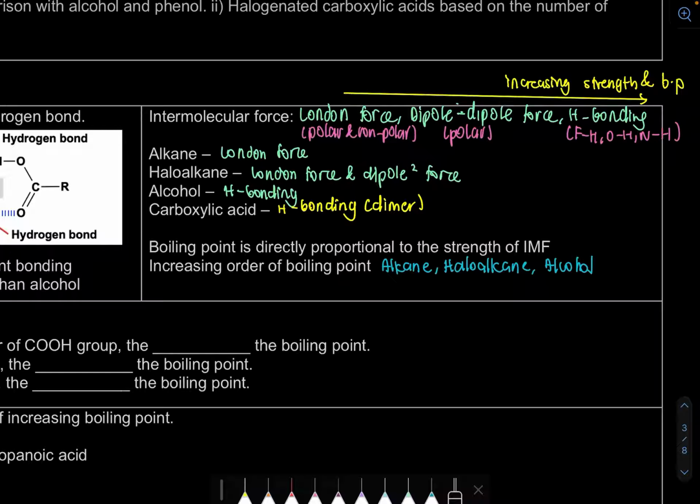Now we want to look at the increasing order of boiling point. Previously we learned alkane is the weakest, followed by haloalkane, and alcohol is the strongest. But right now we have learned a new thing, which is carboxylic acid. It can form hydrogen bonding as well, but its special feature is that it can form a dimer through hydrogen bonding. So it is stronger than alcohol. This means the strongest among these is carboxylic acid.